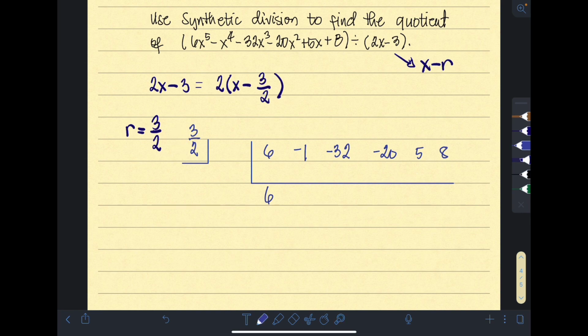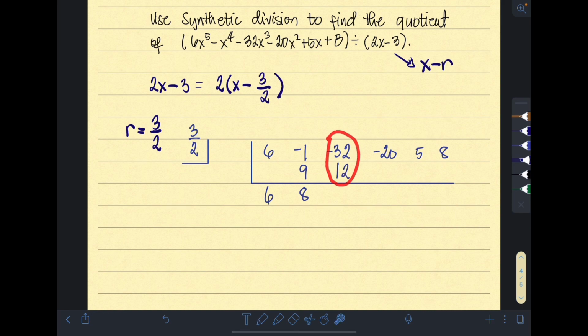Okay, so in this case we have 6 times 3, and you know that's 18, and 18 divided by 2 is 9. And then next step is to combine these two numbers in the column. You have negative 1 plus 9, and you have positive 8. You do the same procedure with 8. 8 times 3, that is 24. 24 divided by 2, you have 12. So you're going to write 12 here.